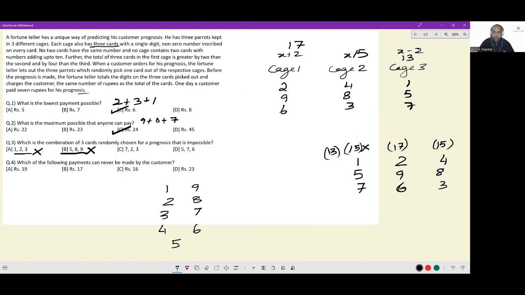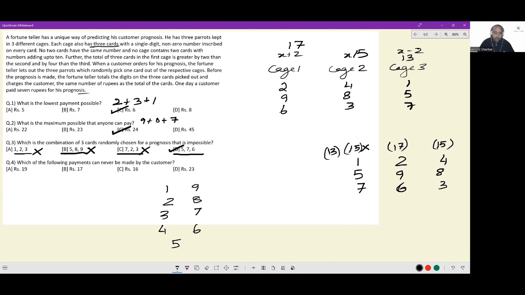Cannot be the answer. 7, 2, 3 belong to separate cages. So yes, this is possible. Cannot be the answer. 5, 7, 6. See, 5 and 7 belong to the same cage. And therefore, this is an impossible combination of 3 cards. Answer should be option D.